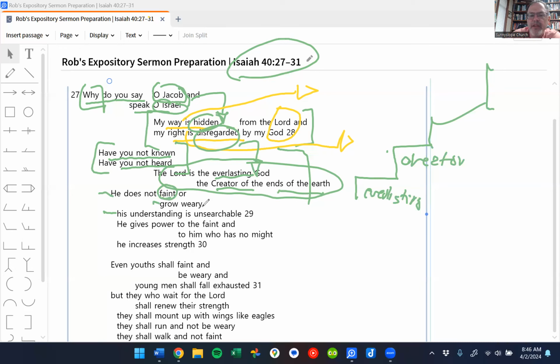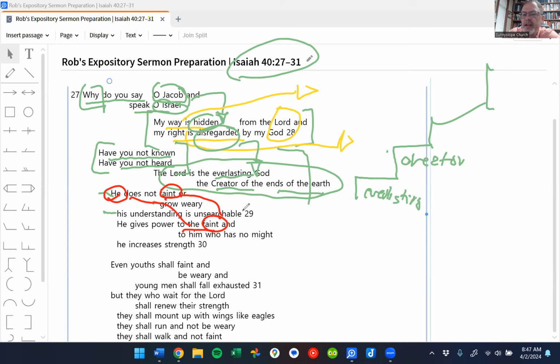Let's just for fun do it this way. I'm going to erase this here. Let's use a different color. Let's choose red for the attributes of God that the prophet seems to be highlighting for us. And we see he does not faint, but he gives power to the faint. So there's that repeated word. God doesn't faint, but to the faint he gives power.